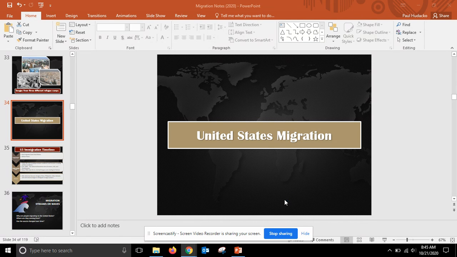Let's go ahead and talk today about United States migration. When we talk about this migration, we're going to talk about the patterns and trends, both historically that we've seen the migration patterns to and from the United States, as well as what has happened internally in the United States when it comes to migration.